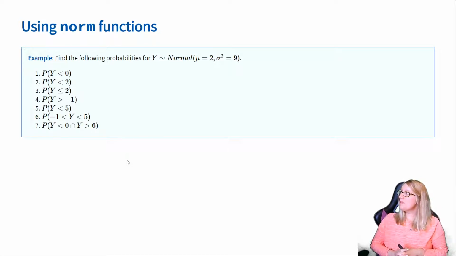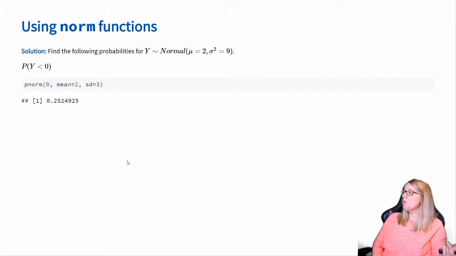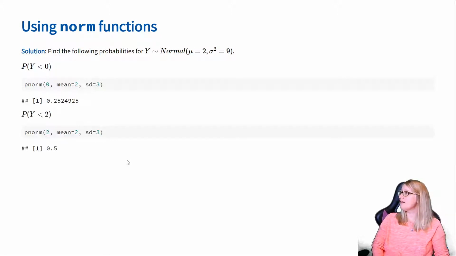So let's find some probabilities related to this normal distribution. We have a normal with mean 2, variance 9. So sigma squared is 9, or standard deviation of 3. So in order to find cumulative probabilities, or probabilities up to a particular point, we'll use the p prefix. So for example, to find the probability that y is less than 0 from this normal distribution, we'll take pnorm, we'll enter in 0 for our desired cutoff argument. Our mean is 2, our standard deviation is 3. So this gives us about a 25% probability within that region.